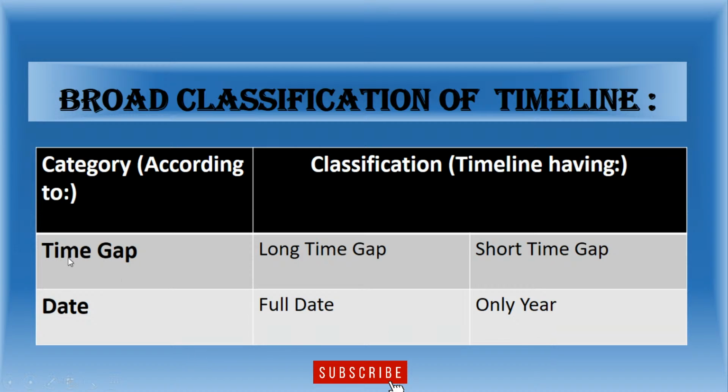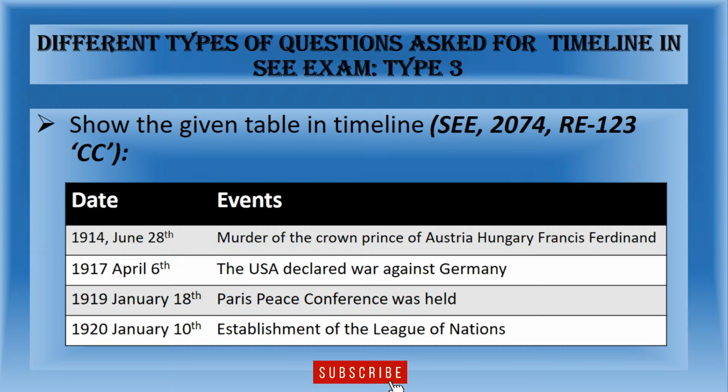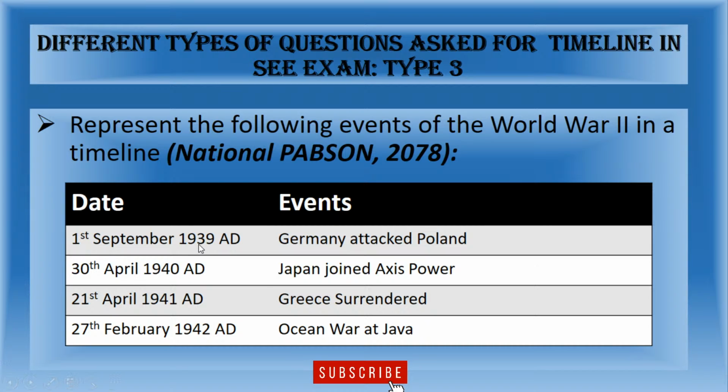And according to time gap, there are two types of timeline: the timeline having long time gap and the timeline having short time gap. For example, let's see the earlier one. Now look here, here 2014, here 17, 19 and 20. So 14, 15, 16, 17, 18, 19, 20. It means it has a short time gap, so it will be easy for us to prepare the timeline. And here 1939, 1940, 41, 42, it is also a short time gap. It will also be easier.